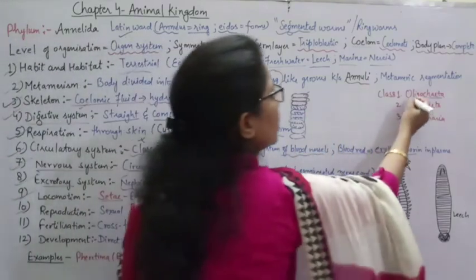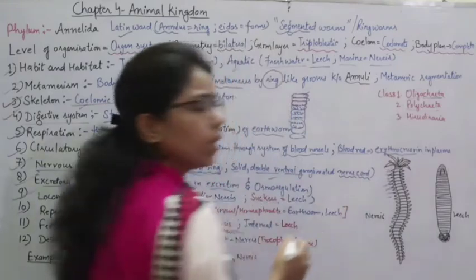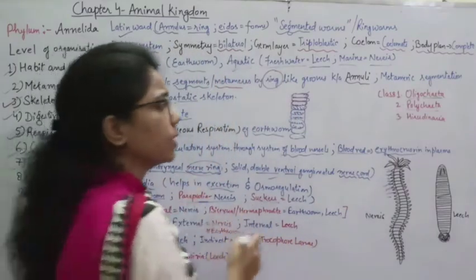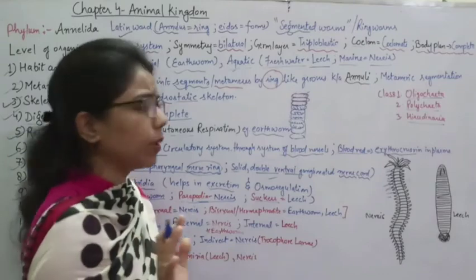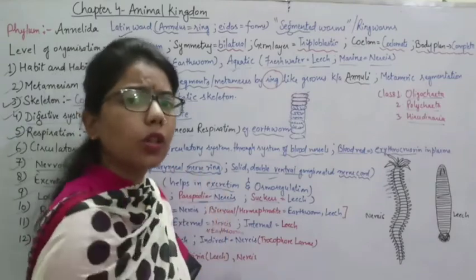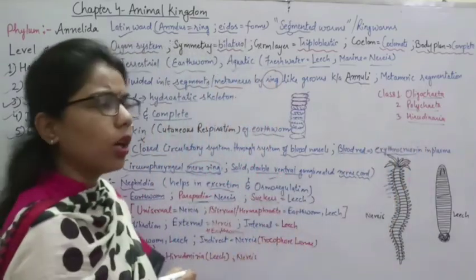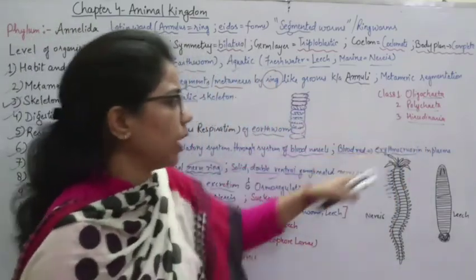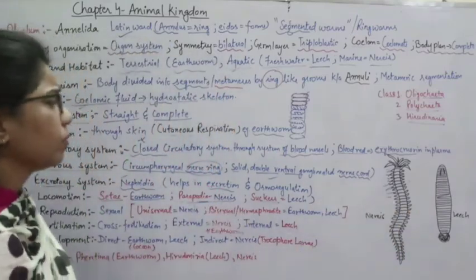Oligo means fewer setae are present. If we talk about the Polychaeta, more setae are present, and in case of Hirudinea, we did not use any word for setae. It means that no seta is present in case of Hirudinea. On the basis of these 3, we have divided these 3 examples here, right?